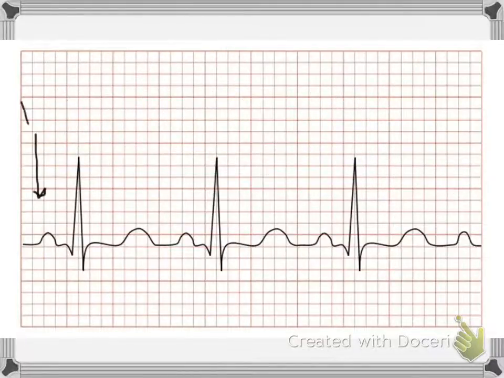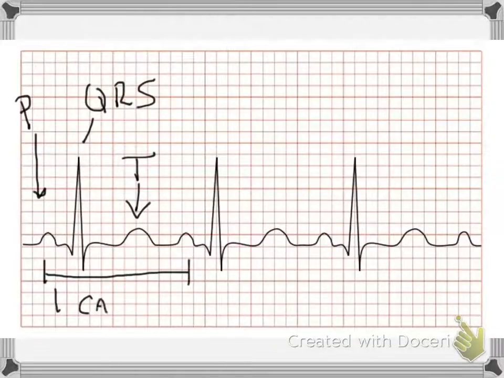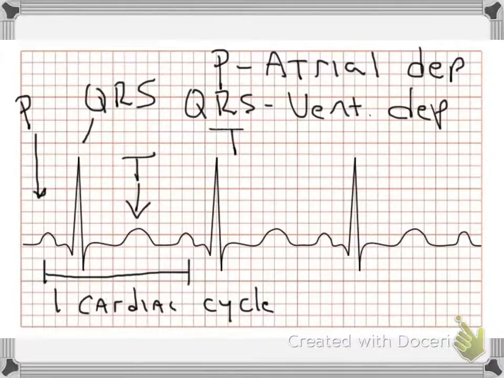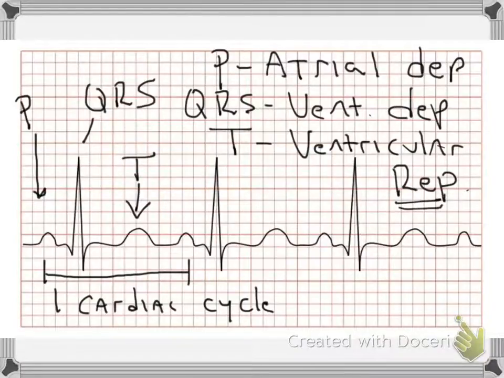So let's move on, and let's learn what these individual bumps are, and what's slowly writing out here is the P, the QRS, and the T wave. One cardiac cycle goes from P wave to P wave. Again, it's about 800 milliseconds at rest. The P wave is atrial depolarization. The QRS wave is ventricular depolarization. The T wave is ventricular repolarization. So remember, depolarization means we go from minus 90 millivolts, more positive, whereas repolarization means we're going back to rest.